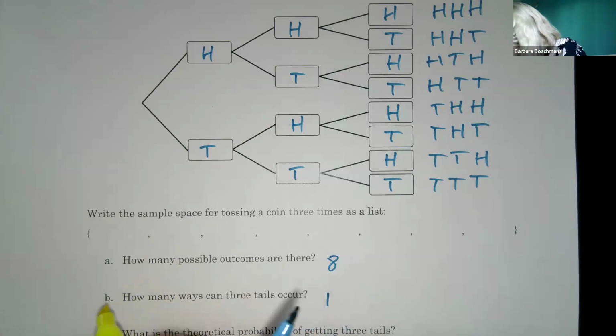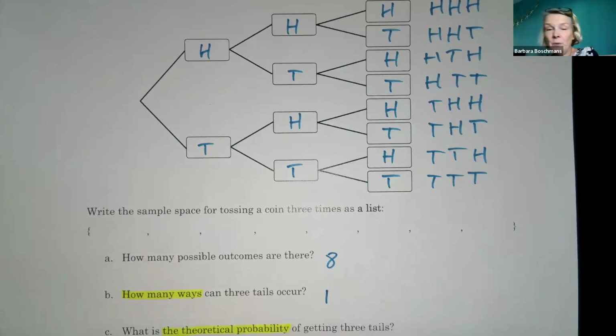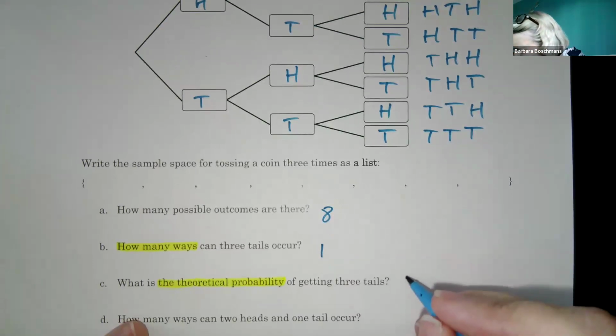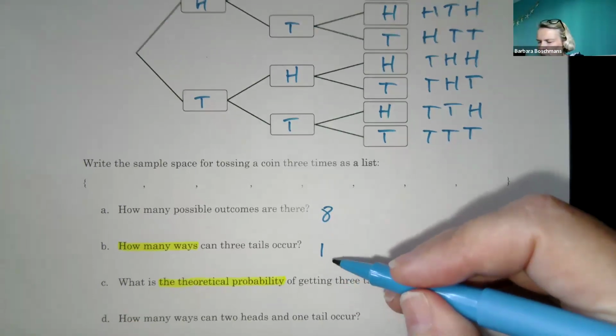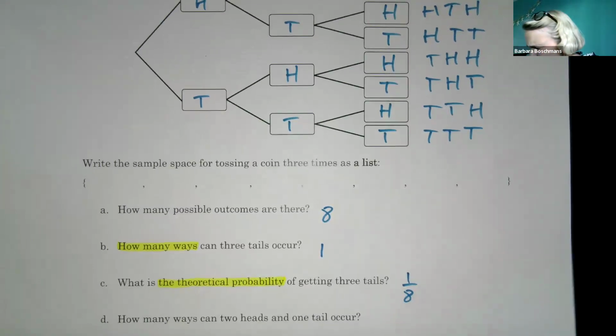How many ways is different than asking for the theoretical probability. How many ways is just the number. Probability is going to be a fraction. So 3 tails would then be 1 out of 8. There's one way of getting it over the total number of outcomes, which was 8.